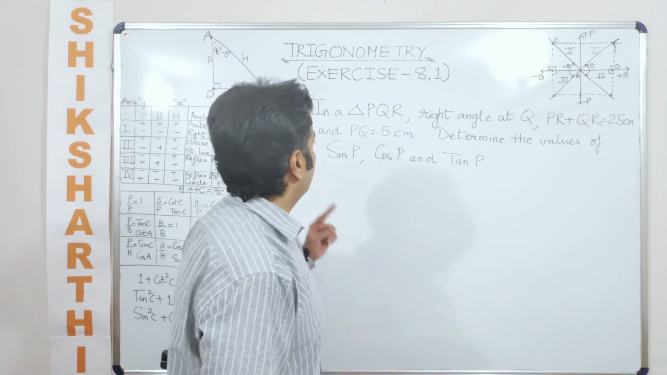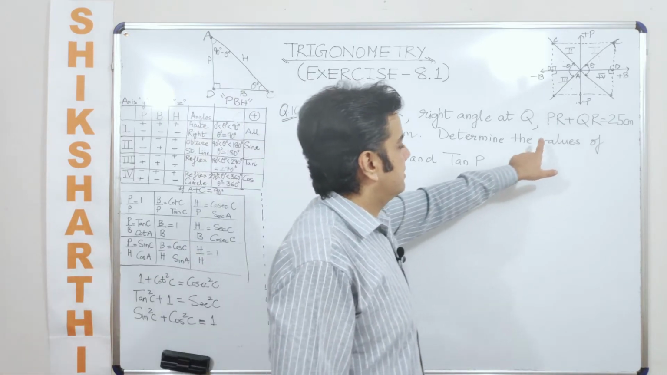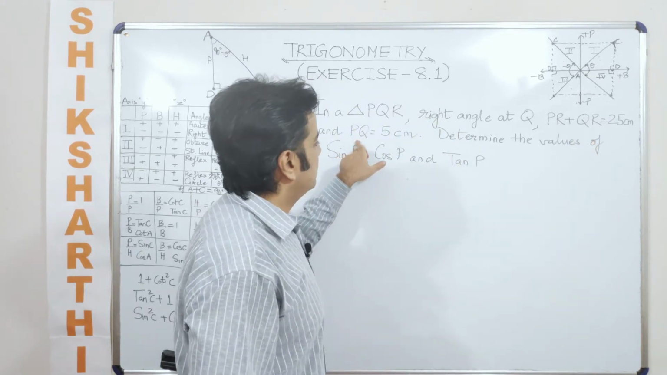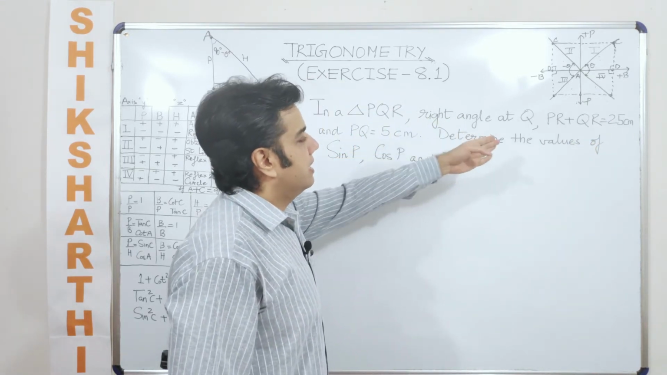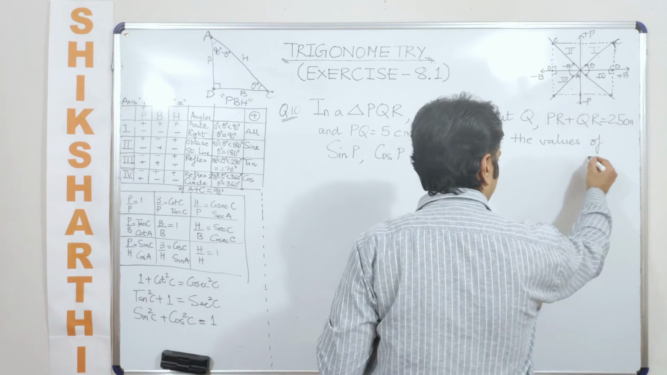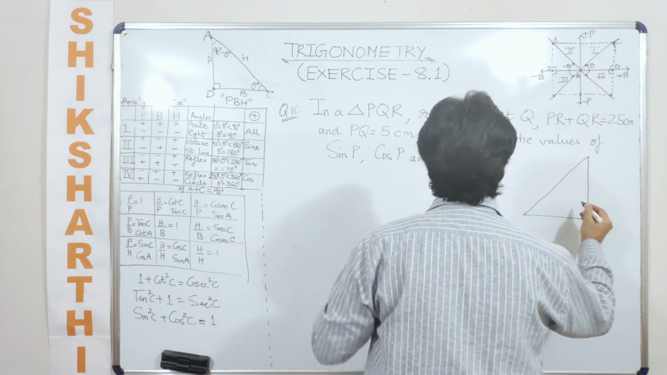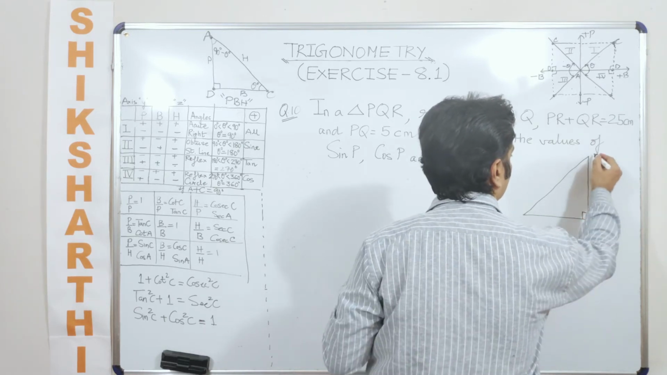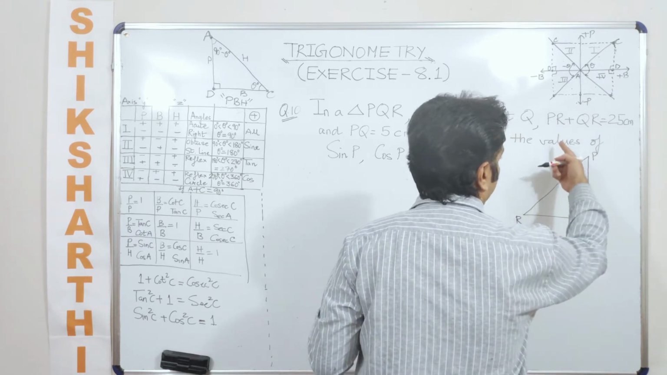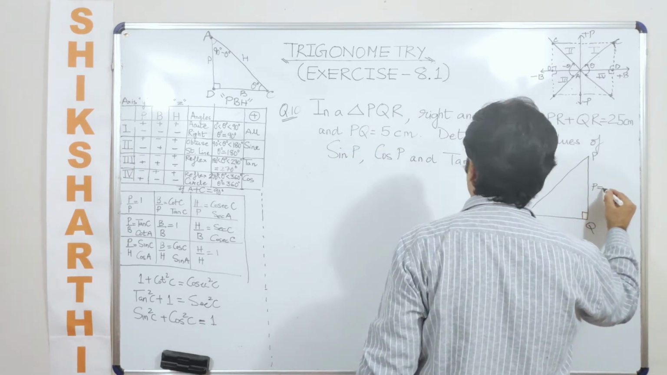So in question number 10, they have given that in the triangle PQR, the right angle is at Q, and then they have given the sum of the line segments PR plus QR is equal to 25 centimeters, and then PQ is given to us 5 centimeters, and they have asked you to determine the values of these three trigonometric ratios. So the very first thing that we'll do here is we will plot this with the help of a triangle. Given that right angle is at Q, right?